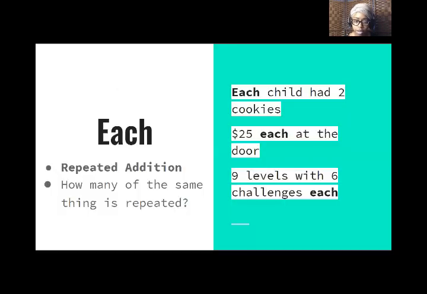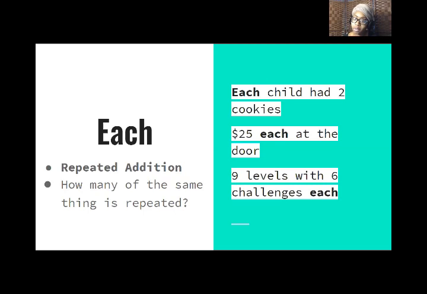Okay, $25 each at the door. So however many people are coming to this event, they have to pay $25. And the venue is collecting $25 per person. And you see I'm saying the word per, right? That's another multiplication word we're going to go over. So $25 for each person. And if there's 100 people that come, that means 25 times 100 is 2,500.